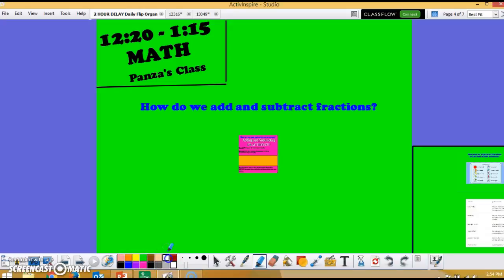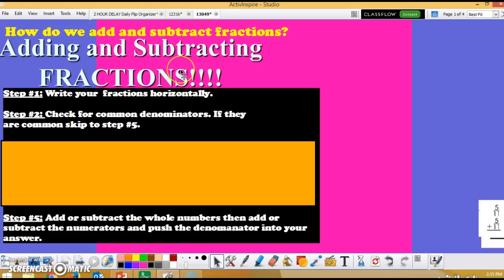Today's focus question is right here. How do we add and subtract fractions? Today we're going to focus on fractions that have common or like denominators. We'll later, during another lesson, focus on fractions that have unlike denominators. But today, we're going to take these 3 simple steps and add and subtract fractions and mixed numbers.